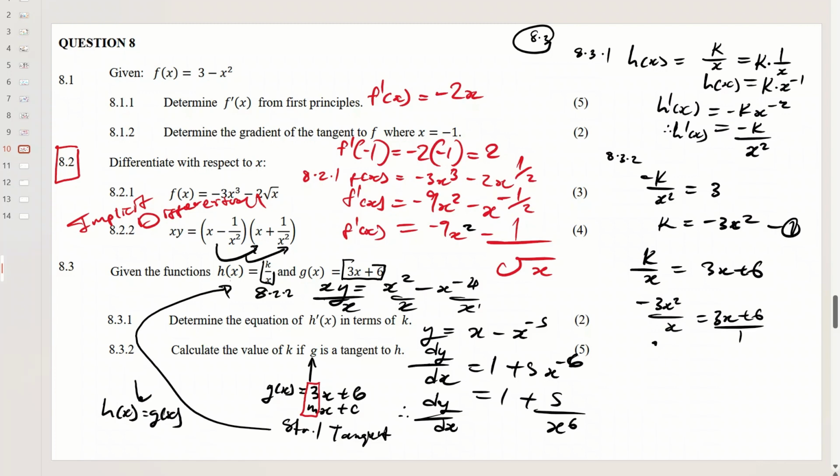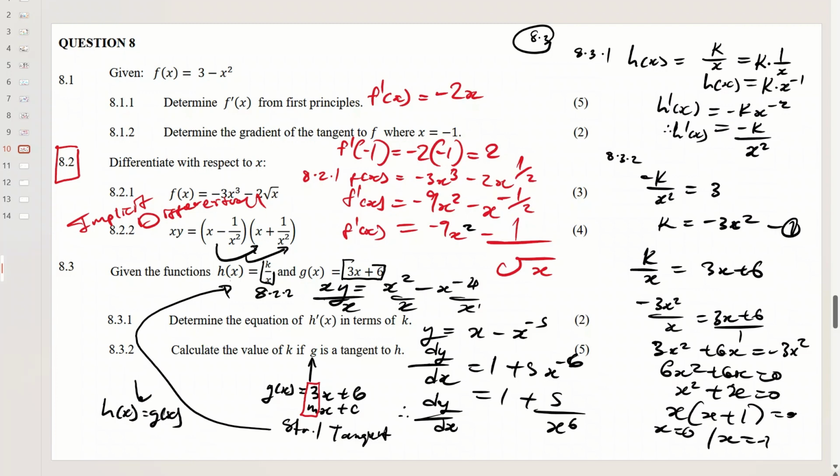Cross multiplication, you have 3x squared plus 6x is equal to negative 3x squared. So now taking this to that, you have plus 3x squared, which gives you 6x squared plus 6x is equal to 0. And then divide both sides by 6, x squared plus x is equal to 0. So x times (x plus 1) is equal to 0. Then x is equal to 0 or x is equal to negative 1. x cannot be equal to 0 there, guys. Remember, if we have 0 there, it means now h of x is just 0. So we cannot consider that one.